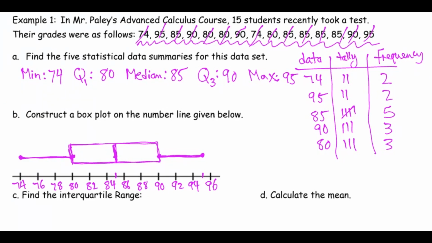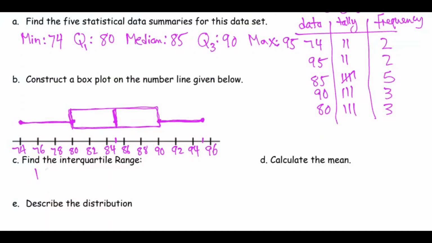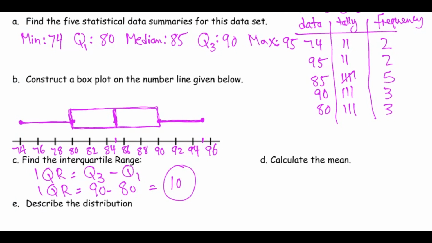Now, to find the interquartile range, I need to subtract the value of the first quartile from the value of the third quartile. That means the interquartile range is going to be 90 minus 80, which is equal to 10. So the interquartile range is equal to 10. If you look at the calculator, you'll find out that the value of the mean is 84.87.